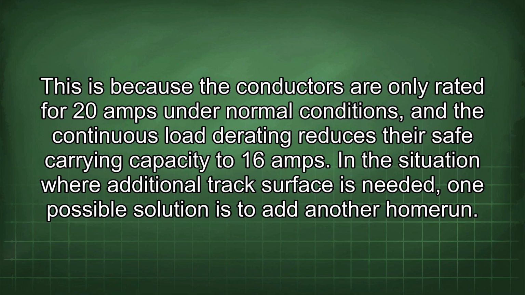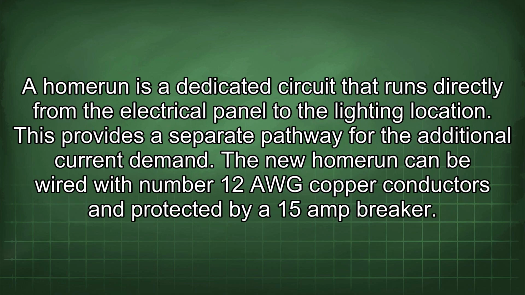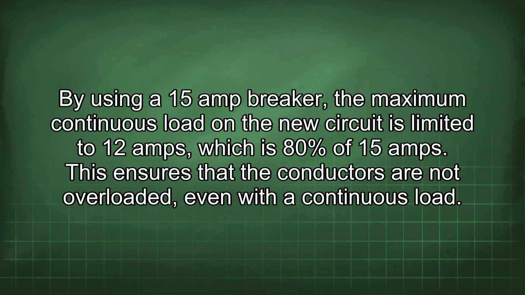In this situation where additional track lighting is needed, one possible solution is to add another home run. A home run is a dedicated circuit that runs directly from the electrical panel to the lighting location. This provides a separate pathway for the additional current demand. The new home run can be wired with number 12 AWG copper conductors and protected by a 15 amp breaker. By using a 15 amp breaker, the maximum continuous load in the new circuit is limited to 12 amps, which is 80% of 15 amps. This ensures that the conductors are not overloaded even with a continuous load.